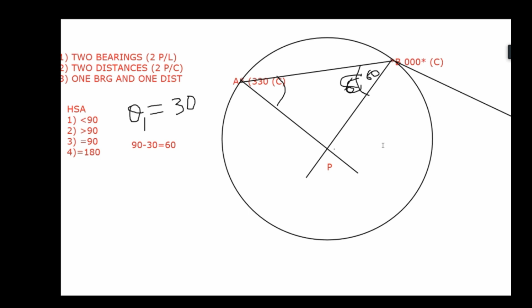Similarly, the method for B and C. What is the HSA for B and C? Theta 2, the HSA will be 40 degrees. This is also in the first category, less than 90. So 90 minus 40, the complementary angle, is equal to 50.